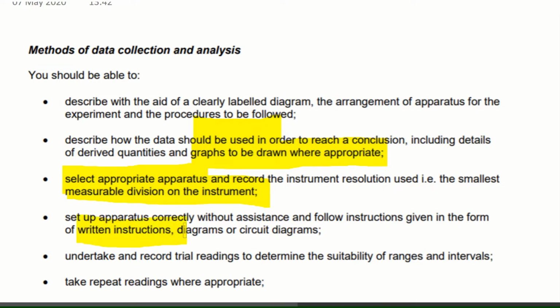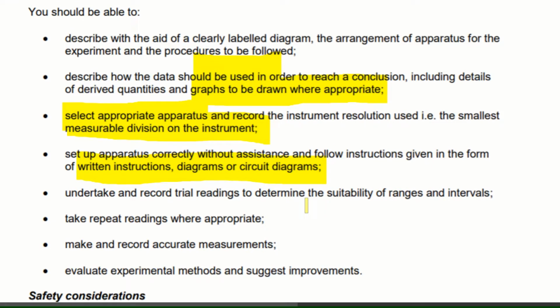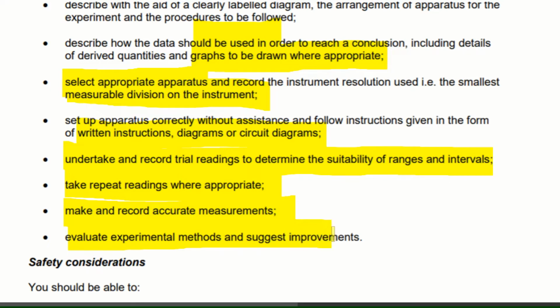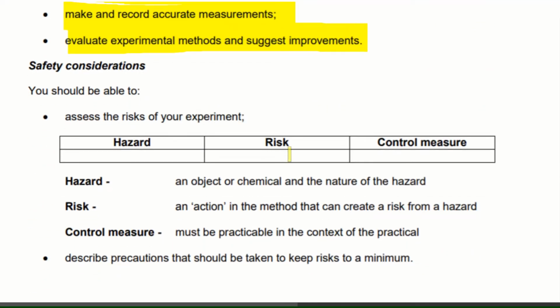Okay, written instructions, diagrams or circuit diagrams where needed. Okay, you can undertake and record trial readings, okay, to determine suitable range and intervals. Okay, talk about how you will take readings where appropriate, how you will make and record the measurements, and evaluate the methods and suggest improvements. That comes later. And then also about safety.